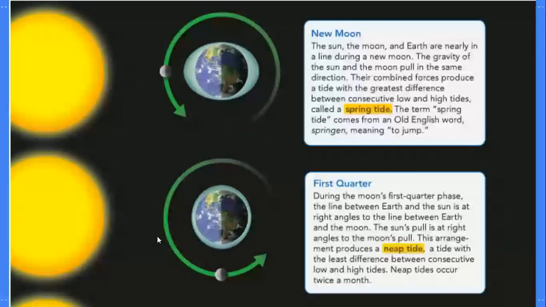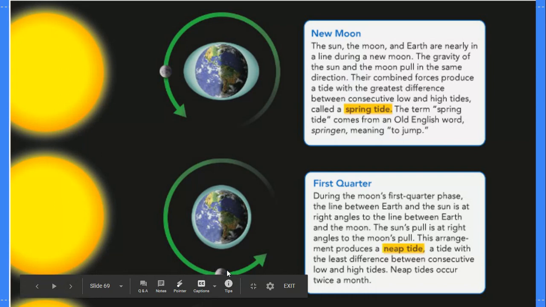Now as the moon goes around the earth, we have the sun, the earth, and the moon at a 90-degree angle. So there's not as much of a pull on those tides. So this is called a neap tide.